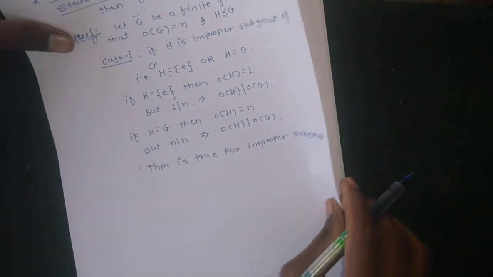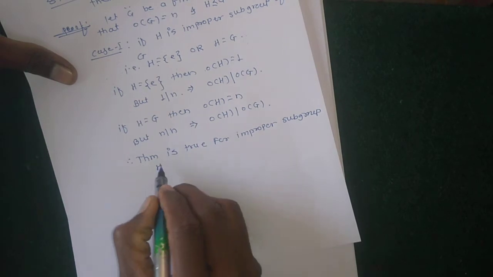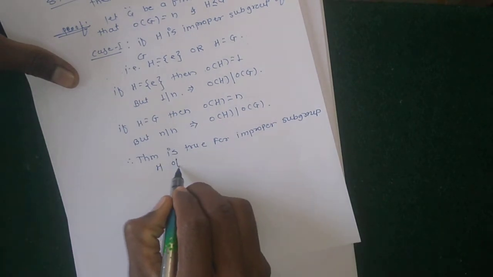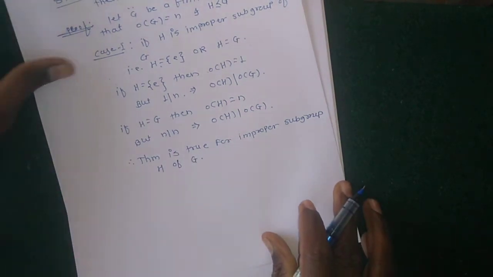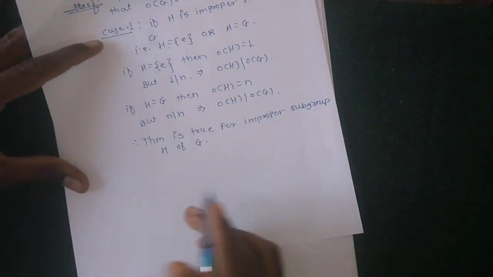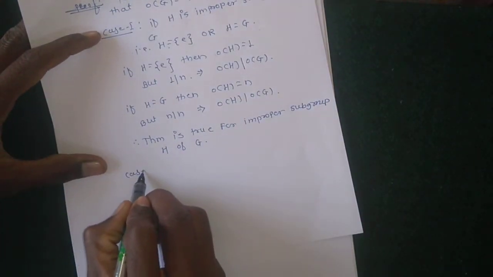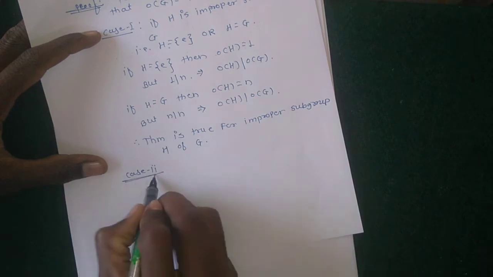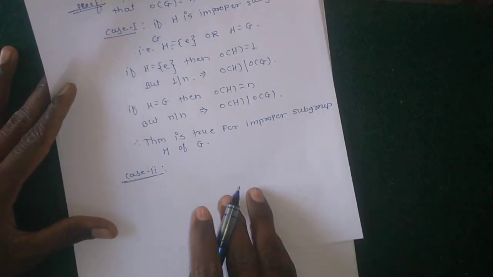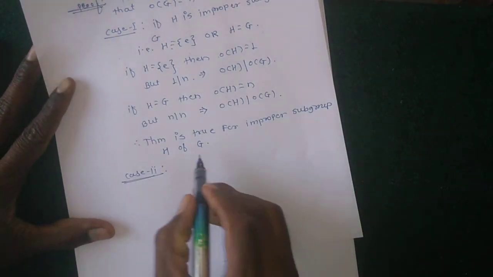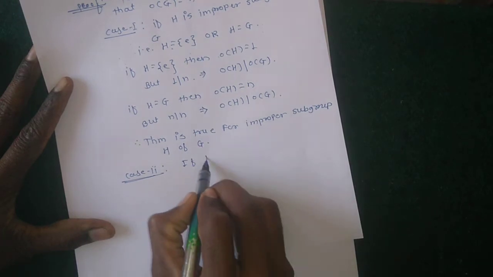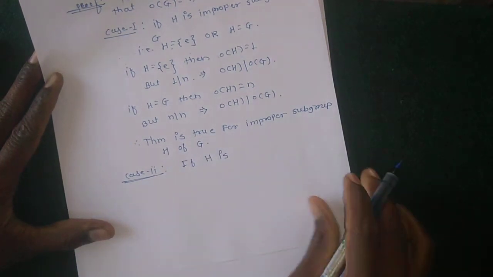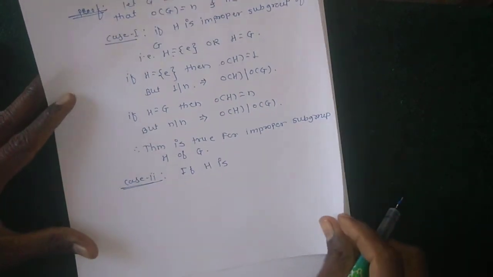The theorem is true for improper subgroup H of G. Okay, this is the first case. So the second case: if H is not an improper subgroup, that means H is a proper subgroup.